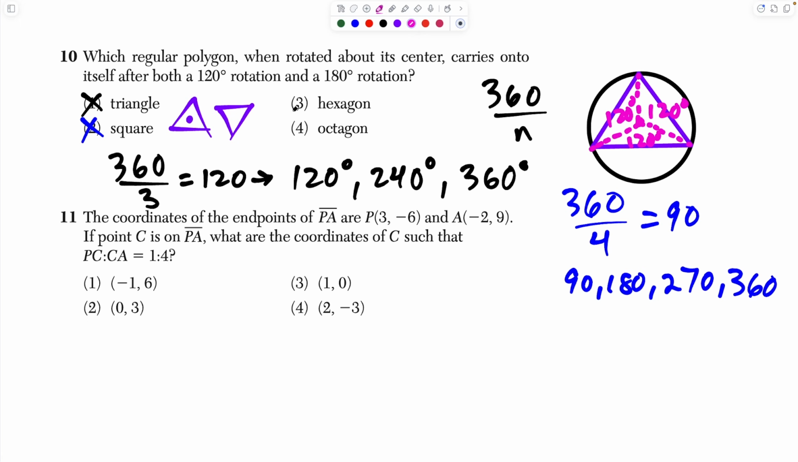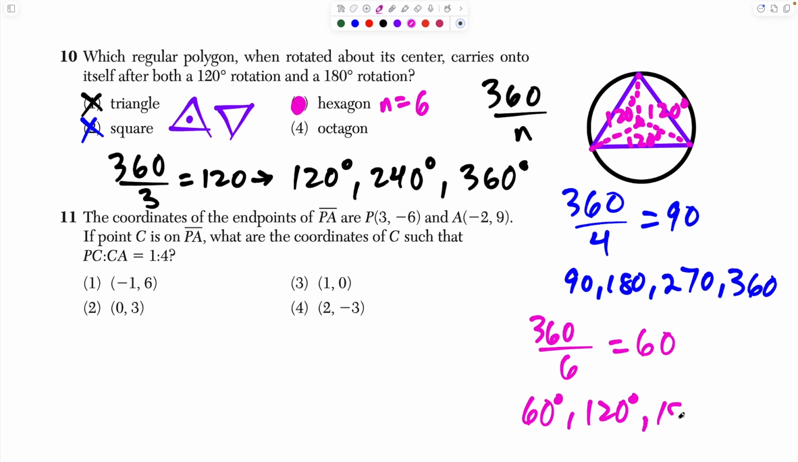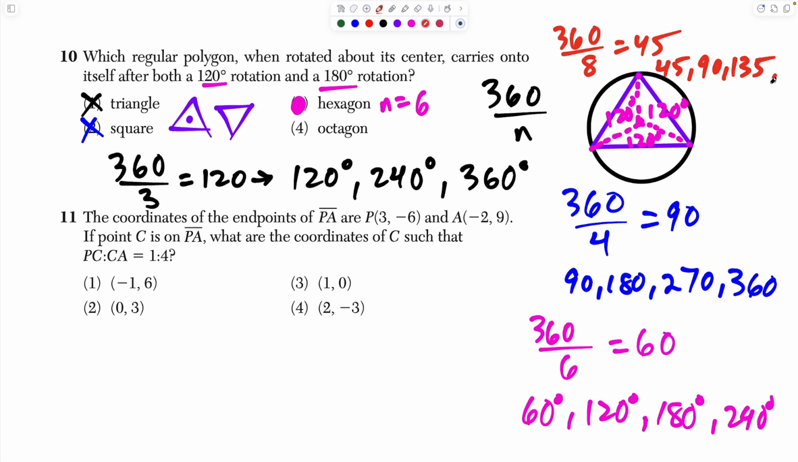And now on to the next choice here, a hexagon. A hexagon actually works because when I do 360 divided by, for a hexagon, the number of sides is 6, I get 60. And if I count by 60, I get 60 plus 60 is 120, plus another 60 is 180, and then 240 and so on. But notice that it has 120 and 180. So this one here is our answer. Octagon is no good because if I do 360 divided by 8, that's 45. And when I count by 45s, I get 45, then 90, then 135, and then 180. So 180 is in the list, but 120 is missed. So 4 is out, definitely choice 3.